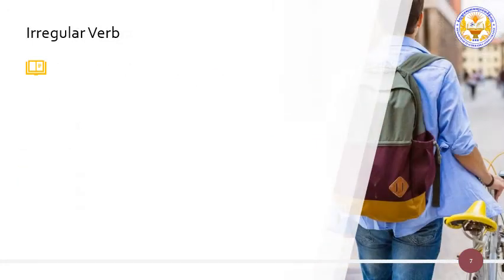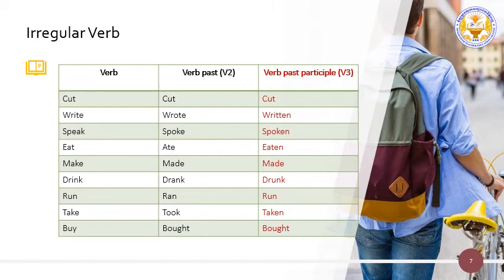And here are the irregular verbs. Remember, in the past, it's very hard to remember, right? But you have no choice. You have to remember it. So here are some verbs that I give you, but you have to learn more on your own. Here is verb past, and here is verb past participle. It's something different. Like cut remains the same in past simple and also past participle. Cut, cut, cut. But some verbs completely change from past simple and past participle.